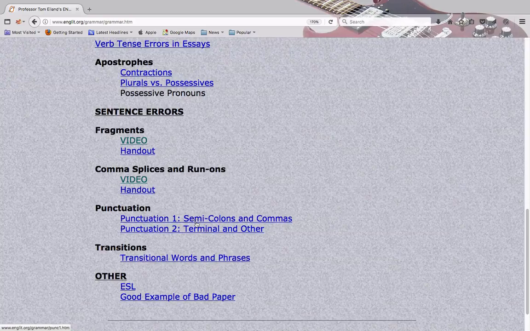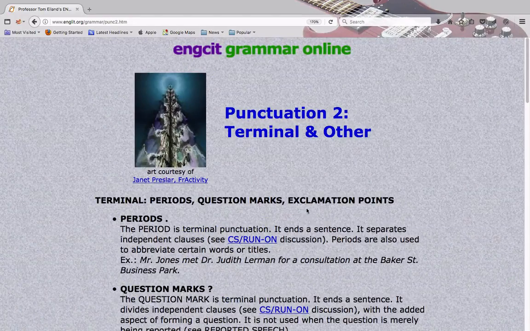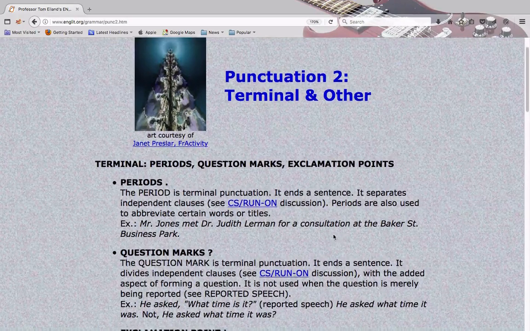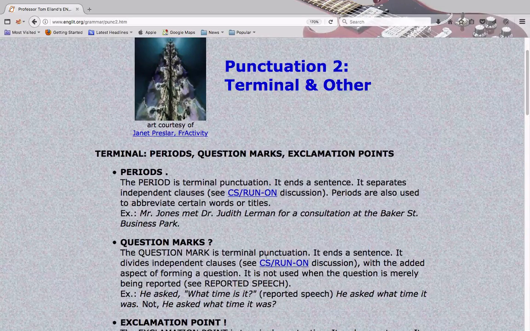For the most part, people understand the basic elements of punctuation. Most people understand that a period ends a sentence. It's called terminal punctuation because it ends a sentence and it separates independent clauses. And when we talk about independent clauses, we're talking about a set of words that can stand as a sentence in English. A dependent clause is one that cannot do that. You'll notice that, in fact, periods are used throughout these pages, and most people are pretty comfortable with them.